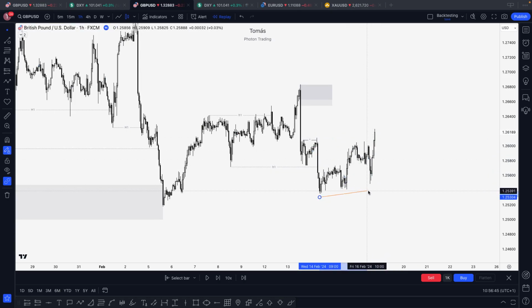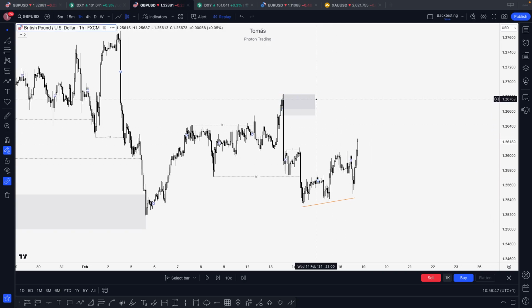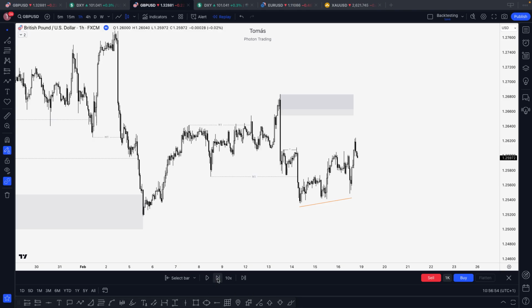So let's now clean everything. Continue looking for sells from this POI. So I'll now be looking for longs, trying to play the pullback until price reaches that area.